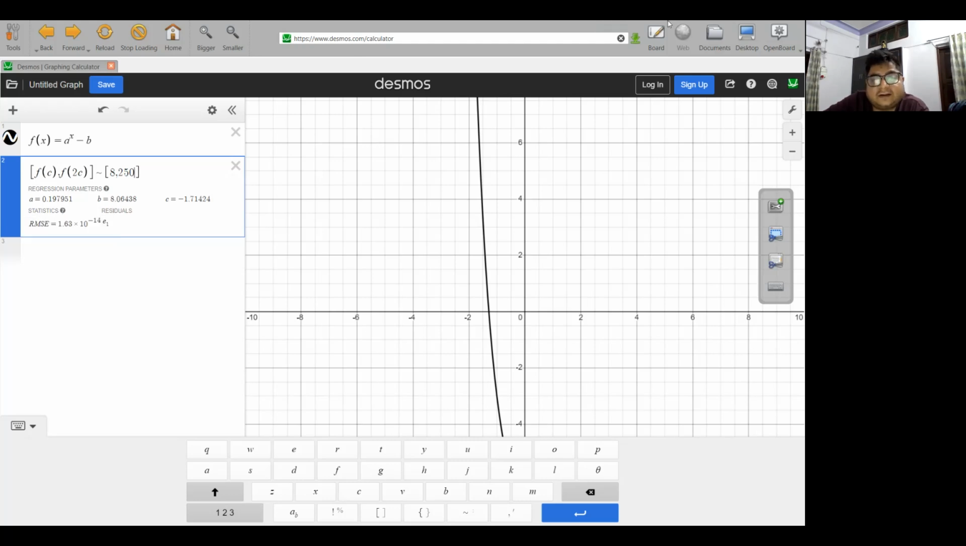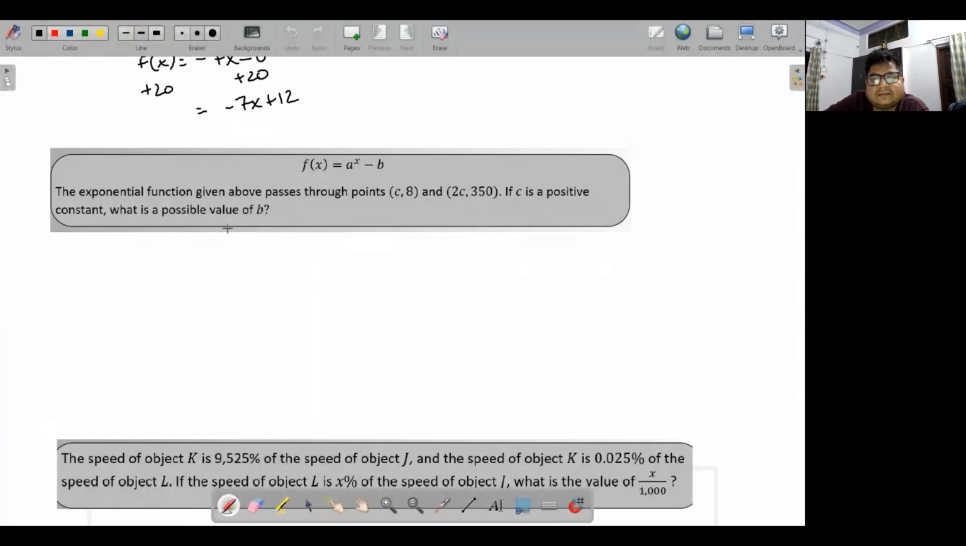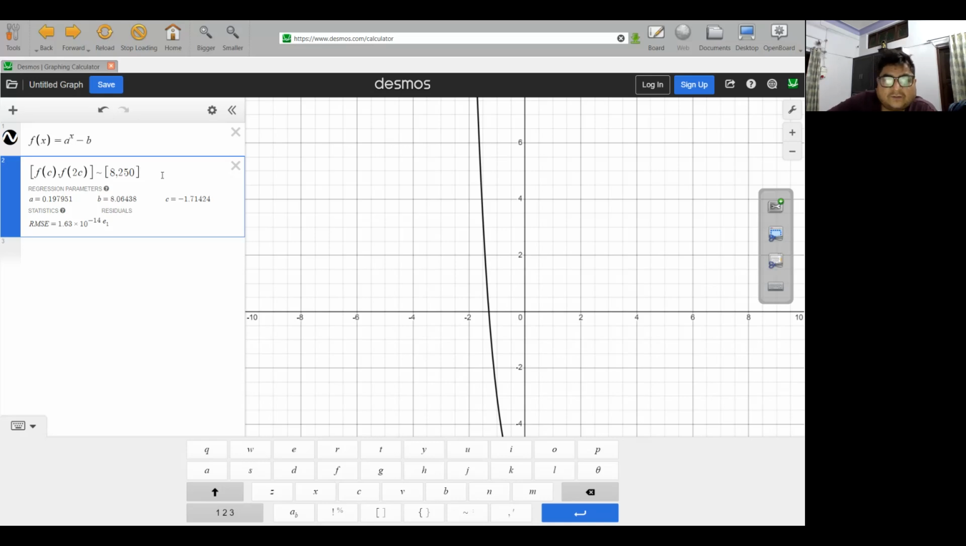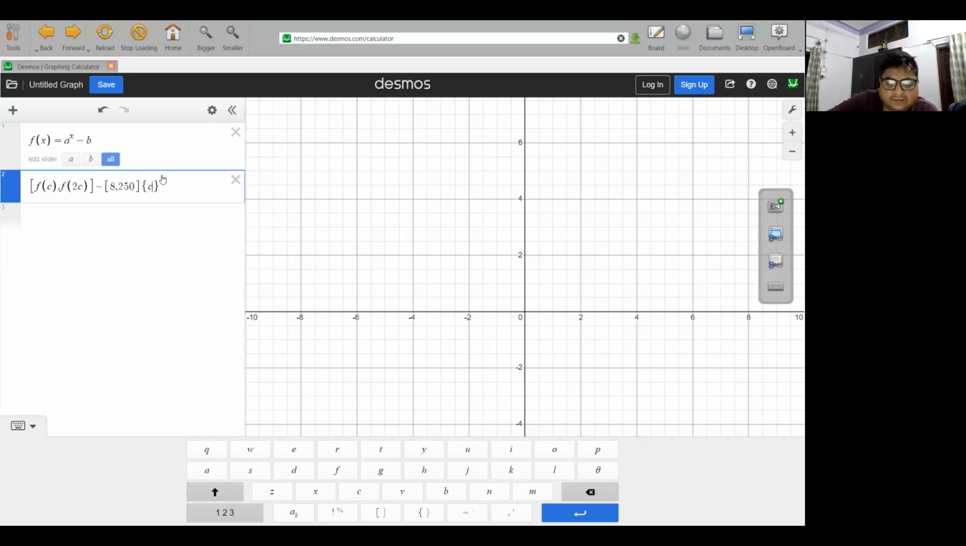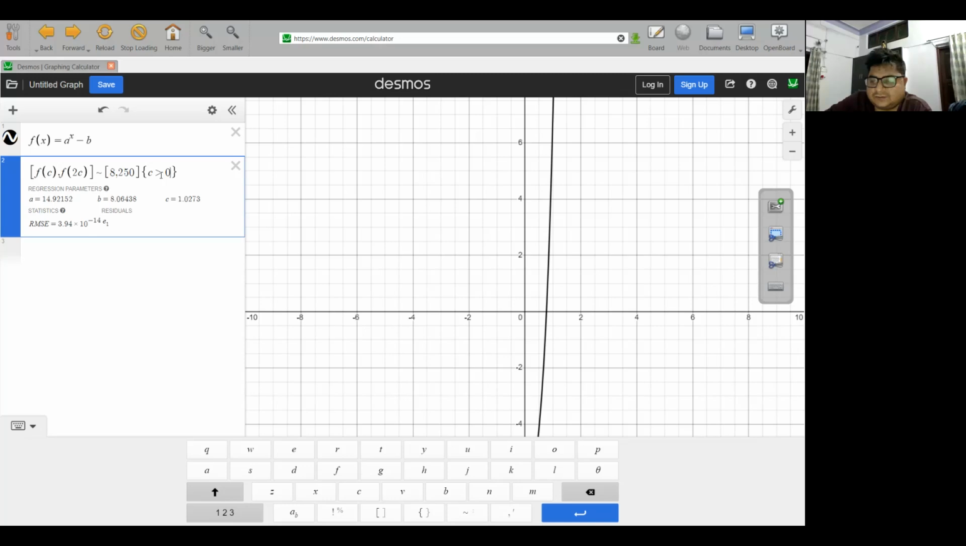And what they are asking is the possible value of b, and c is a positive constant. So you need to give the constraint that c is a positive constant, so c has to be greater than 0. You need to give that constraint to the system. Now they will give you the value, which is b is 8 point something. You can write it. So the answer is 8.04.